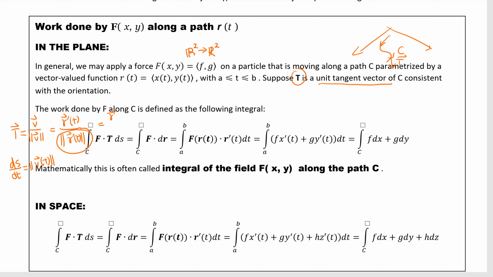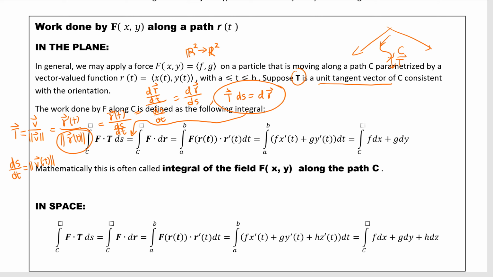So this is gamma prime of t, and this is ds/dt. So far so good. And furthermore, gamma prime of t is d gamma/dt, over ds/dt. So if we want to get rid of dt, then this is just d gamma/ds. So that's why we get T ds equals d gamma. That's why those two are the same.